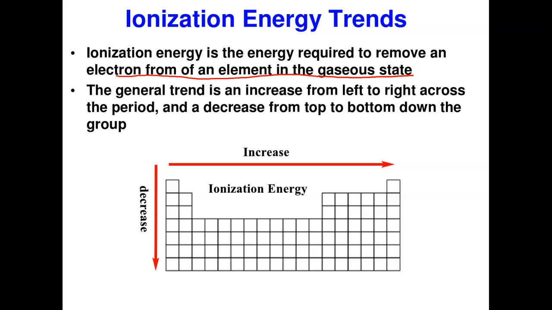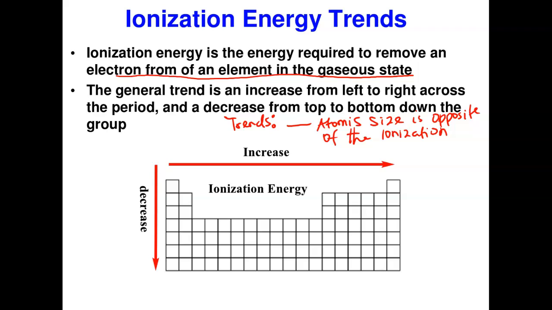Now, I like telling students that the trend in ionization energy is opposite of the trend in atomic size. So I can say that atomic size is opposite of the ionization energy. And that makes sense. The trend of each is the opposite of each other.